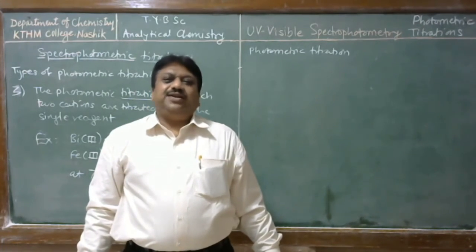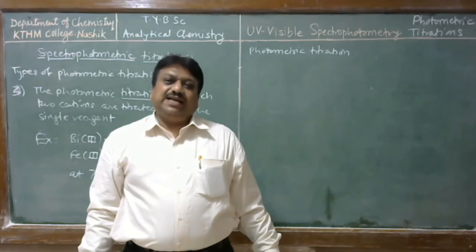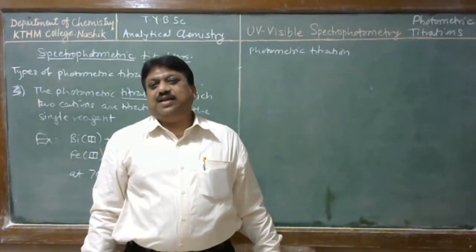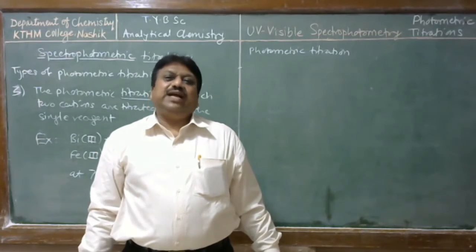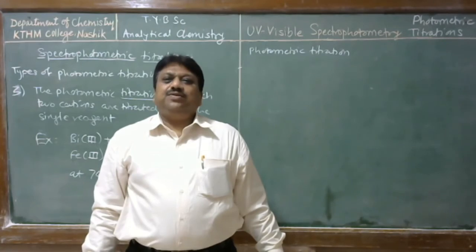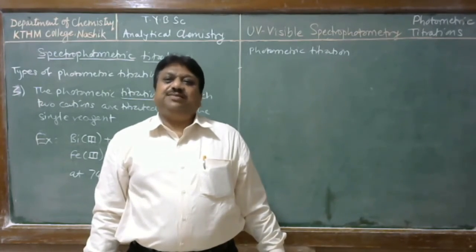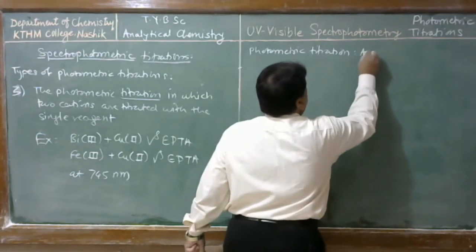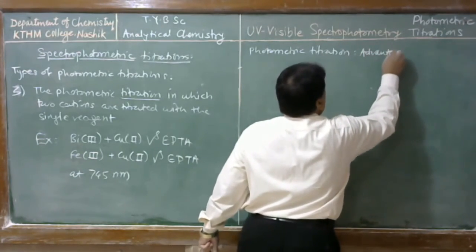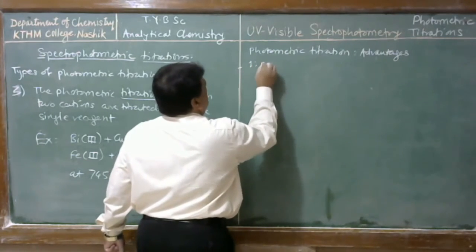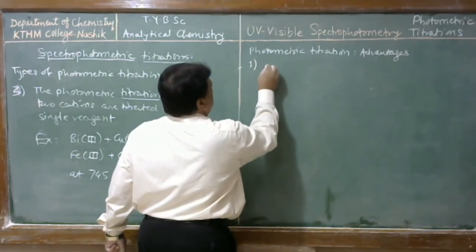This photometric titration can be performed very correctly and effectively, and therefore very low concentration of analyte can be determined. Therefore, we can discuss here the advantages of photometric titration over the visual titrimetric analysis. Photometric titration advantages. Number one, the titration can be performed without the indicator.